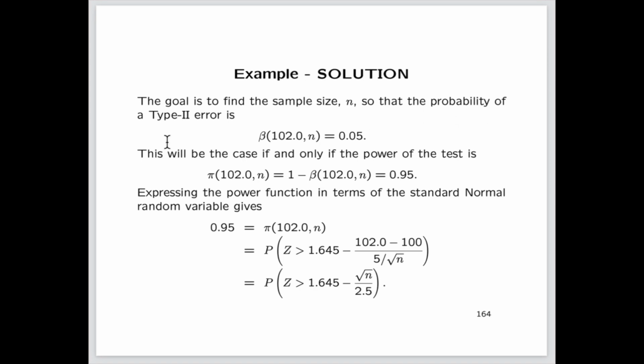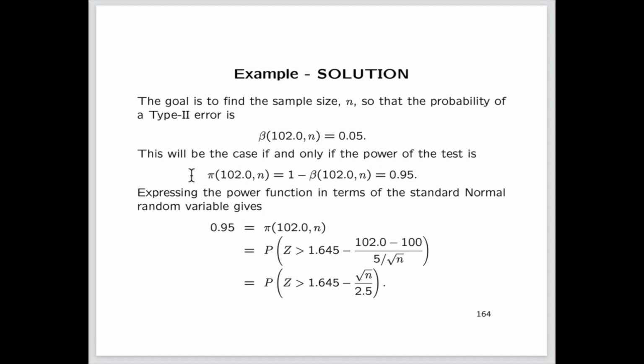And so the goal is to find the sample size n so that the probability of a type 2 error, which again is beta, evaluated at 102.0, is equal to 0.05. And so what we have to do is solve this equation for n. Now, this equality will be true if and only if the power of the test is 0.95, right? Beta is equal to 1 minus power. Power is equal to 1 minus beta. And so beta will be 0.05 if and only if power is equal to 0.95.